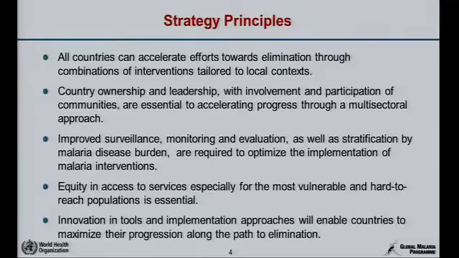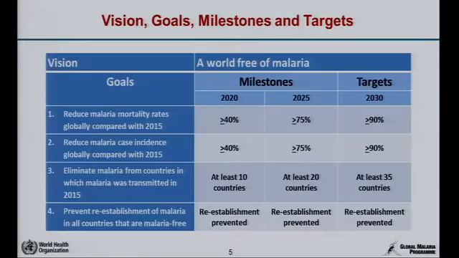The fifth one, and one to which we do attach particular importance for a WHO global strategy, is the need for innovation, both in tools and in service delivery and implementation approaches. And innovation, research and development must underpin our entire strategy for malaria control moving forward. These are the vision, the goals, the milestones and the targets as they stand today.